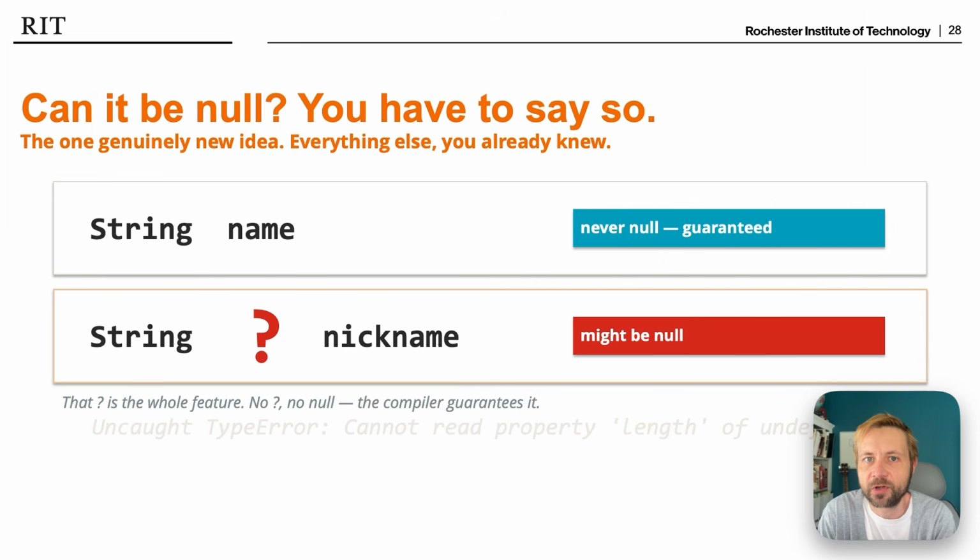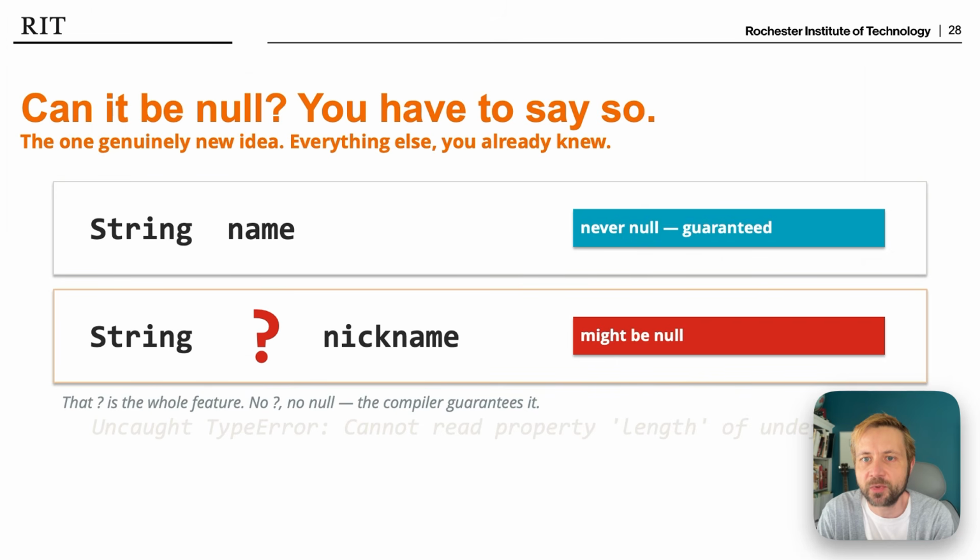Dart's answer, a variable cannot be null unless you explicitly allow it. String name with no question mark can never be null. The compiler guarantees it. Add a question mark, string question mark, and now it's allowed to be null. That little question mark is the whole feature. No question mark, it's a promise. This always has a value. A question mark, it's a maybe, and Dart will force you to handle the maybe.